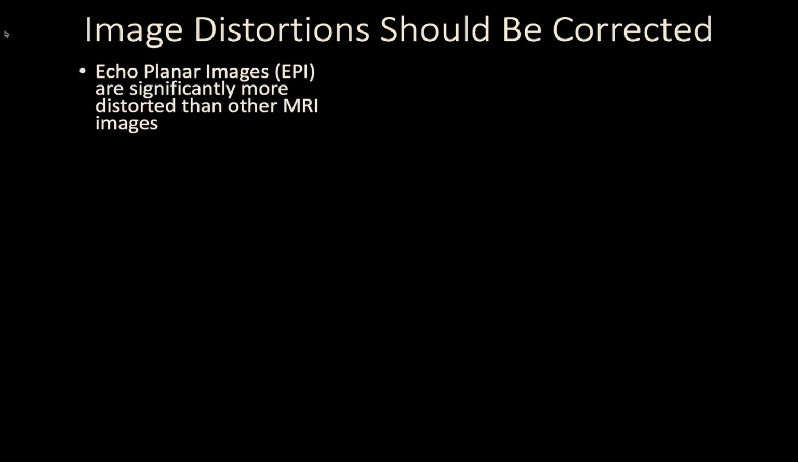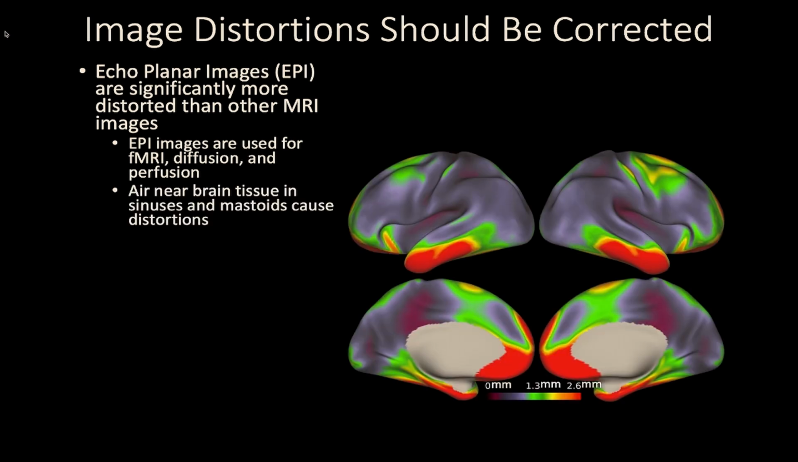Another important thing to keep in mind when you're doing a surface-based analysis, and perhaps it's a good idea in a volume-based analysis too, but it's more important in a surface-based analysis, is dealing with image distortion. EPI images that you use for fMRI or diffusion or perfusion have more distortion in them, and different distortion, than in your structural images. Basically, it's air near the brain tissue and the sinuses or mastoids that cause those distortions.